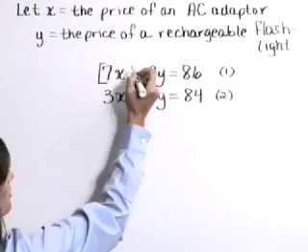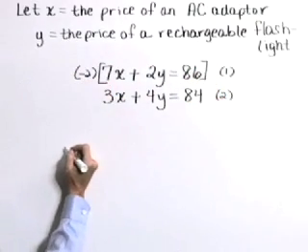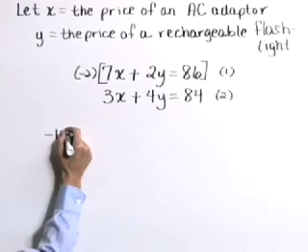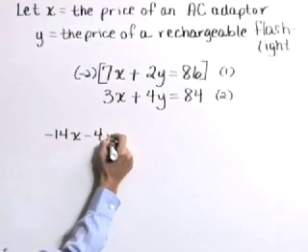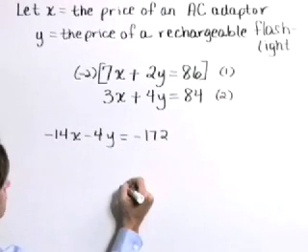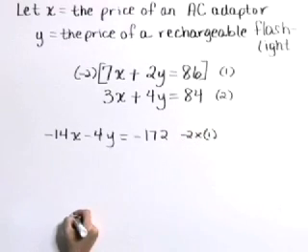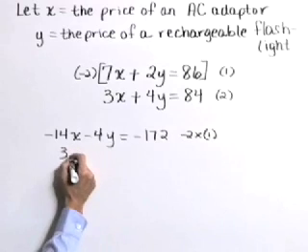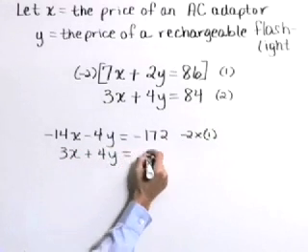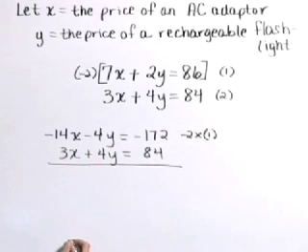So let's fix equation number 1 by multiplying it by -2. Equation number 1 becomes -14x - 4y = -172, and I got that from taking -2 times equation 1. Let's just rewrite equation 2 below this: 3x + 4y = 84. Now let's add the 2 equations together.